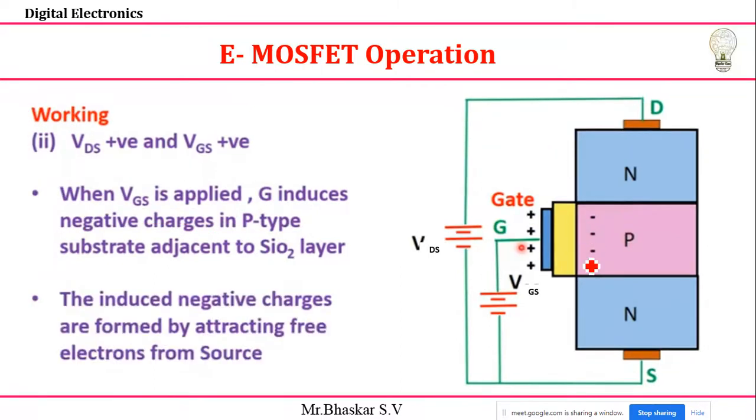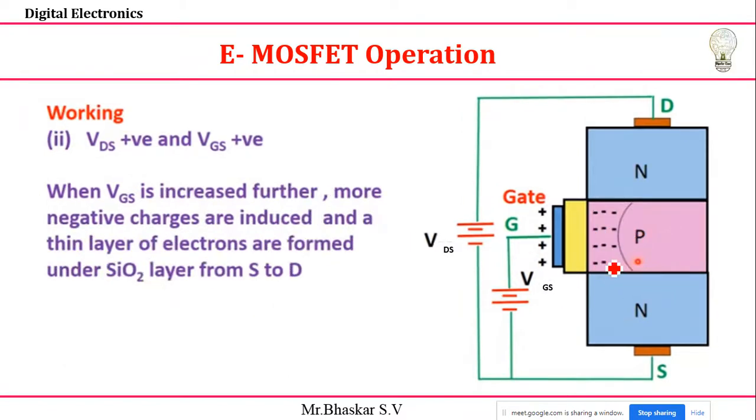So the induced negative charges in the p type substrate are formed by attracting the free electrons from the source. See what happened here: negative charges are induced, right? So these negative charges will try to attract the electrons from the source and try to form the channel. Here it will be attracted and formed.